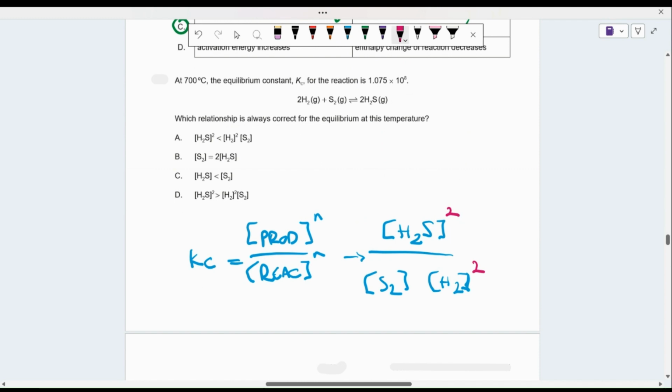So when we do that, they're telling us we get a really big number. So what does that mean? That means that the products must have a big value. So the value of the products is really high, the value of the reactants is really low, so that we can get a very big number. So that leads us to D.